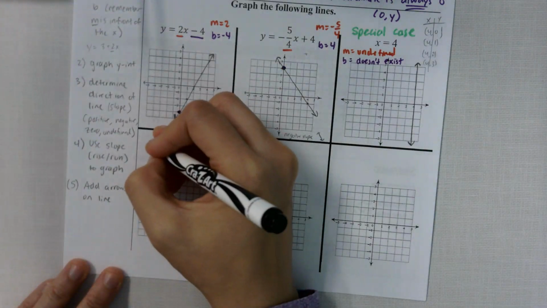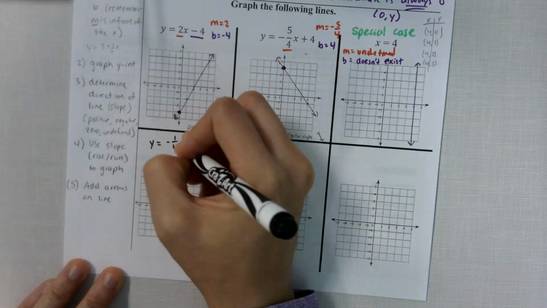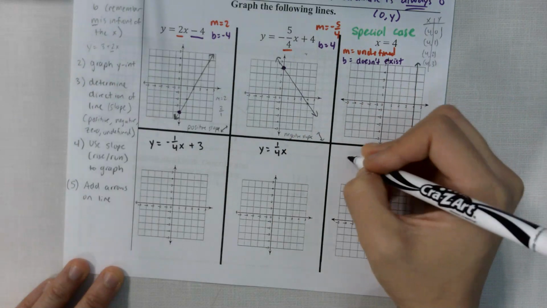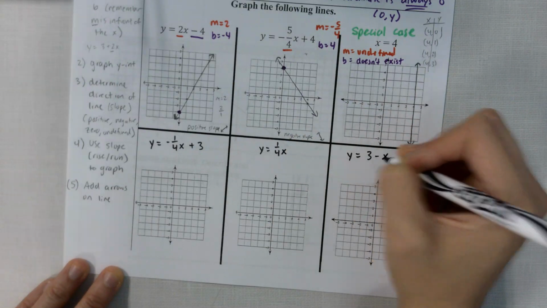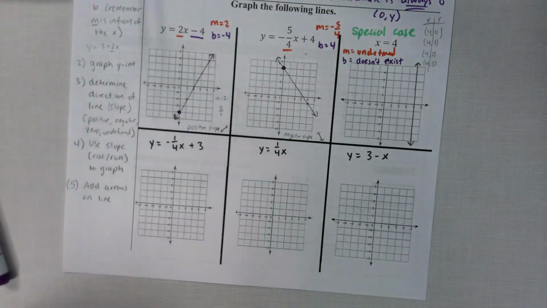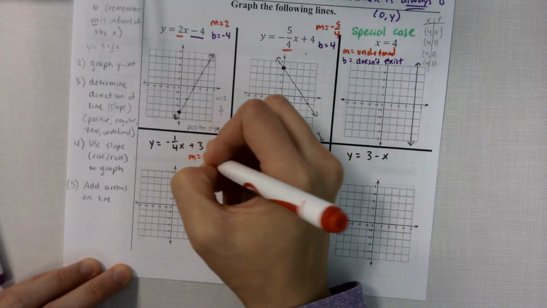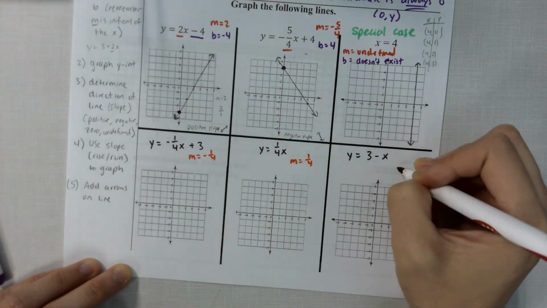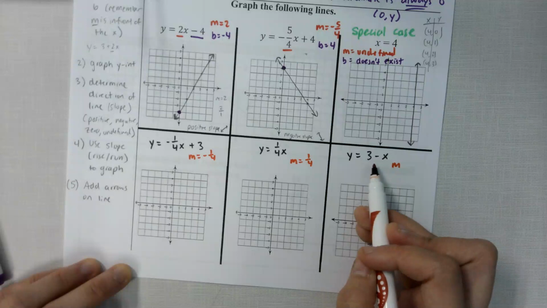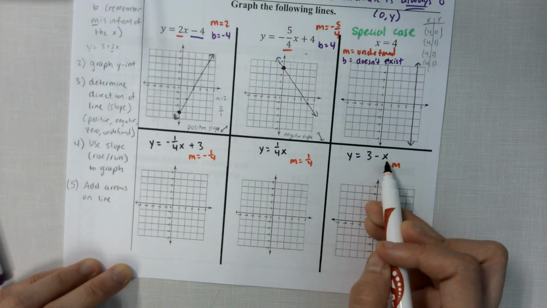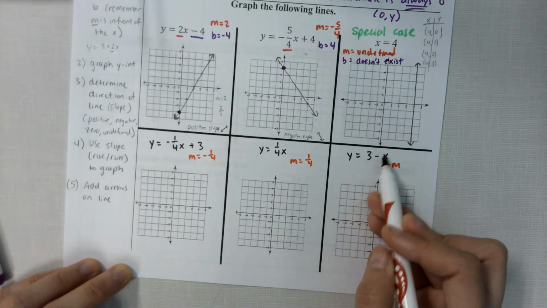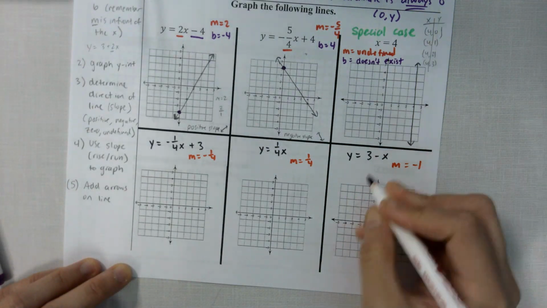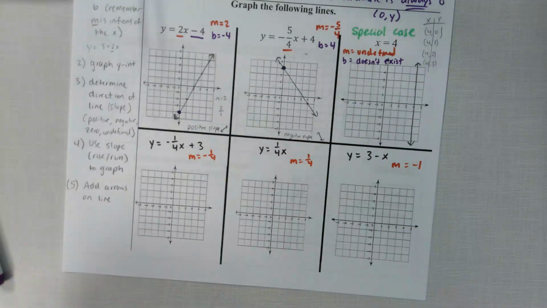So we have y equals negative 1/4 x plus 3. y equals 1/4 x. And y equals 3 minus x. All right, let's start with our m. So we have m equals negative 1/4, right? It's the number in front of the x. m equals 1/4. And this one's a little tricky because this one they switched it, right? So the x is actually after the constant. And then there's no number, but remember, when you don't see a number, we know that there's a 1 there. So this one is a negative 1 because it's minus x. So that one's a little tricky.